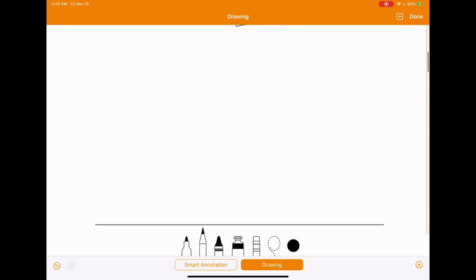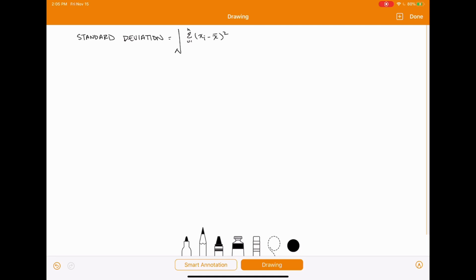All right, and then finally, to find our standard deviation, we've got an equation. The square root of the sum, i goes from 1 to n, of xi minus x bar squared, all over n minus 1. All right, where xi is your individual data points and x bar is the mean of the data set.